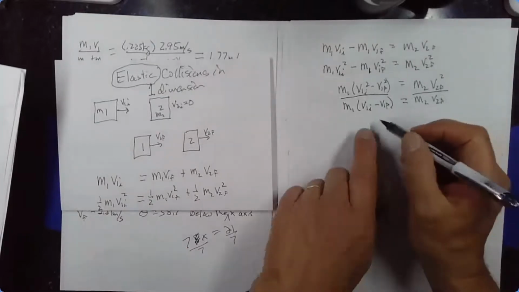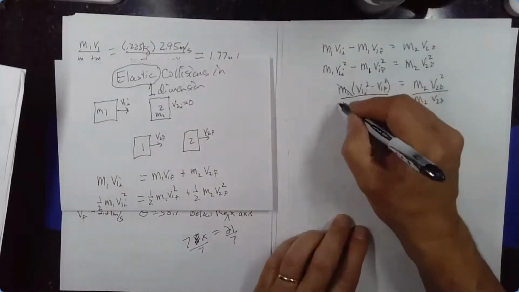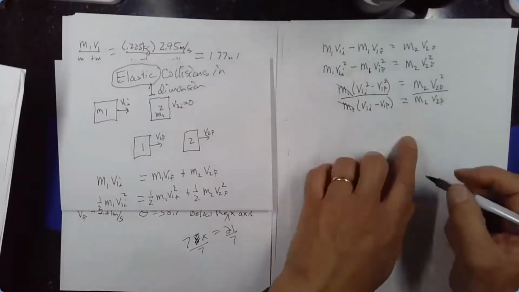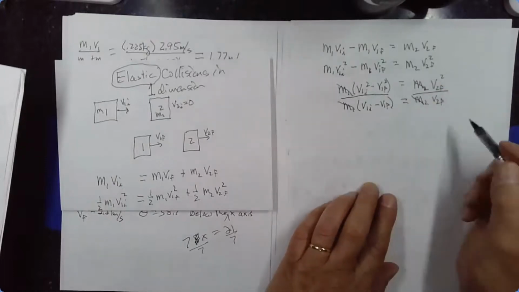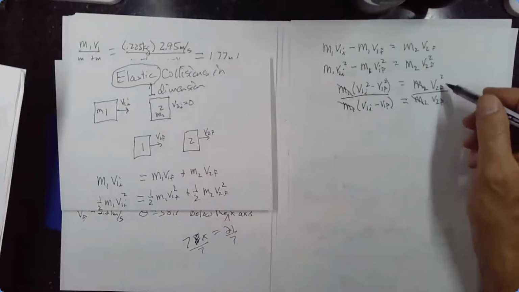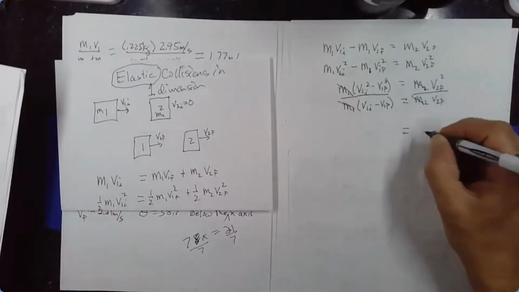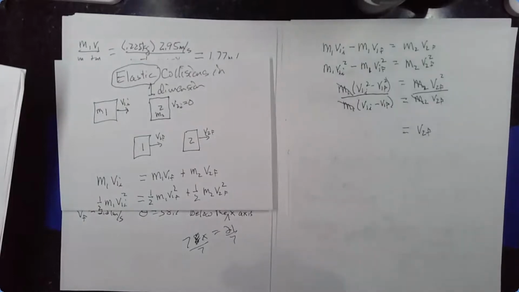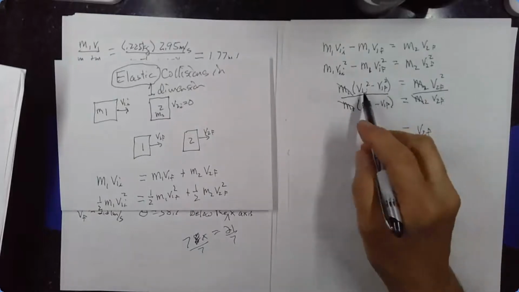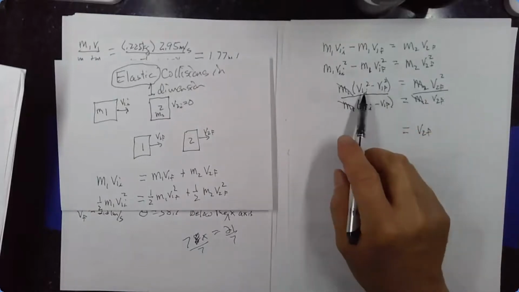Okay. Well, what happens on the left side is the M1s divide out. What happens on the right side is the M2s divide out. And then here I've got V2 final squared divided by V2 final. That's just V2 final. So I will have an expression for V2 final. And what have I got on the left side? Well, any suggestions?